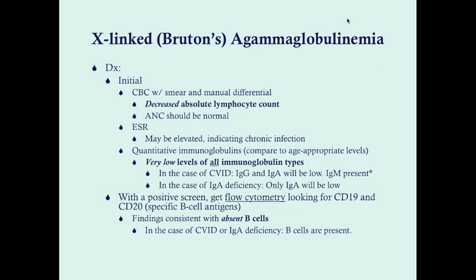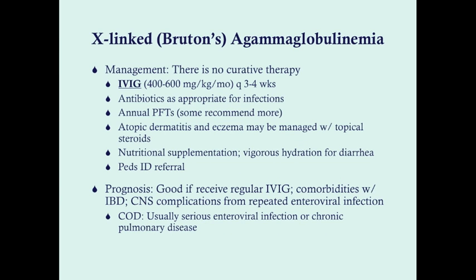XLA is the most severe of the B cell immunodeficiencies, and that's just because this problem occurs so early on in the process. So there's going to be no B cells present, no antibody present, and that's going to help you with diagnosis. Okay. All right, management.